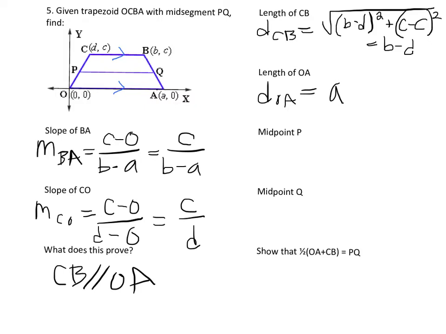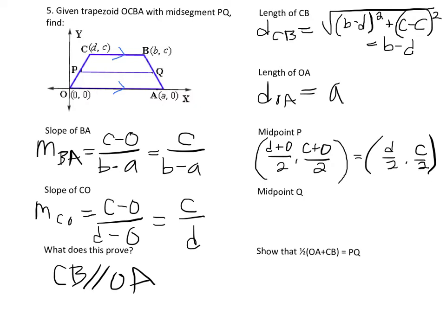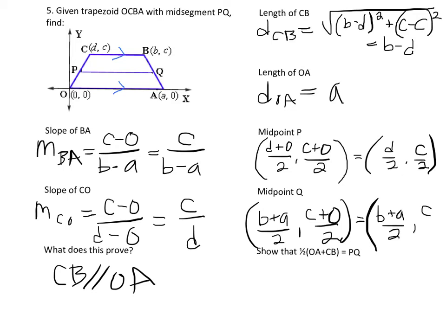For the midpoint, we find our coordinate pair. For the midpoint P, we need to find the midpoint of CO. So we add the x's and divide by 2, and then add the y's and divide by 2. That equals d over 2 and c over 2. Here we find the midpoint of Q over here. Do the same thing. Add the x's and divide by 2, b plus a, and c plus 0, which we'll write as b plus a over 2 and just c over 2.